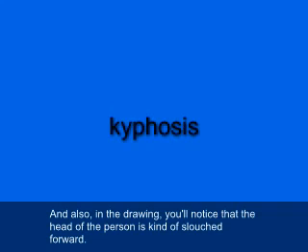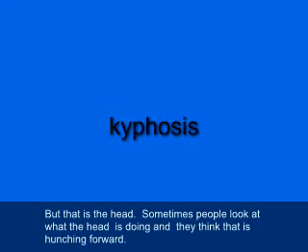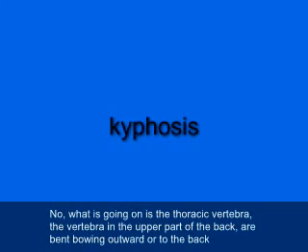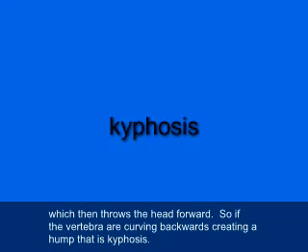And also, in the drawing, you'll notice that the head of the person is kind of slunched forward. Sometimes people look at what the head is doing and they think, okay, that's hunching forward. No, what's going on is the thoracic vertebra, the vertebra in the upper part of the back, are bowing outward or to the back, which then throws the head forward. So if the vertebrae are curving backward, creating a hump, that is kyphosis.